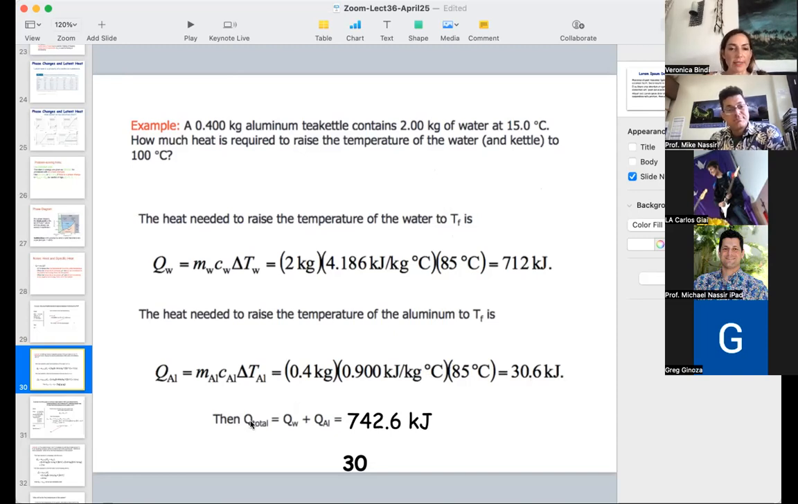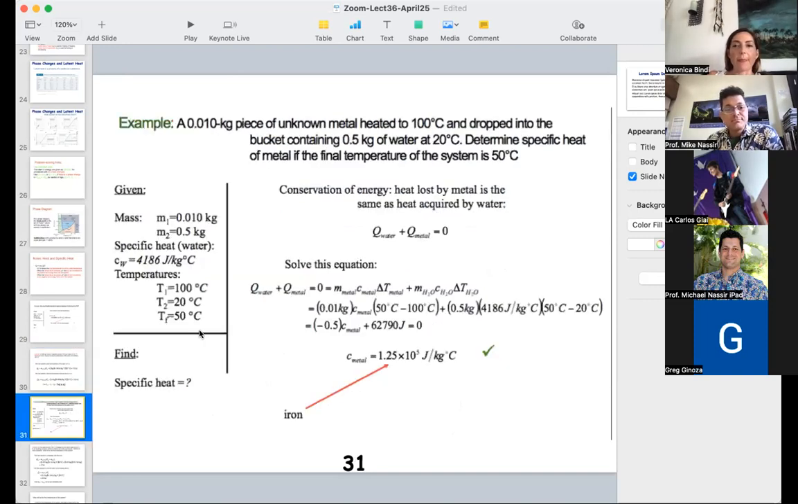So the total heat that you need to provide to the system is the heat that you need to provide to the water to be able to make the water boiling, but also the one that you need to provide to make the kettle at the same temperature of the boiling water. And so Q of the water plus Q of the aluminum. And so you sum up these two numbers, and this is what you find. Tell me if you have questions or anything.